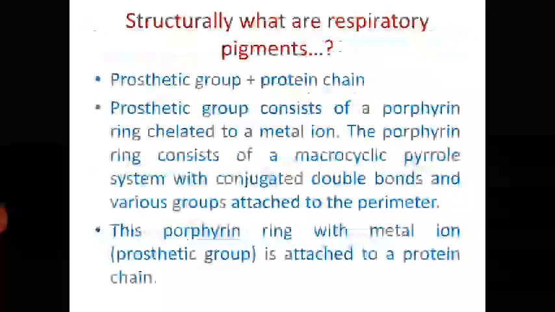Then what are these respiratory pigments structurally? Usually these respiratory pigments contain two parts. One is the prosthetic group and the second one is the protein chain. The prosthetic group is also called metalloporphyrin, in which a porphyrin ring is chelated to a metal ion. The porphyrin ring consists of a macrocyclic pyrrole system with conjugated double bonds and various groups attached to the perimeter. This porphyrin ring with metal ion, or prosthetic group, is attached to a protein chain. In certain respiratory pigments like hemerythrin or hemocyanin, there may not be a prosthetic group. The metal atom is directly bound to nitrogen of amino acids.